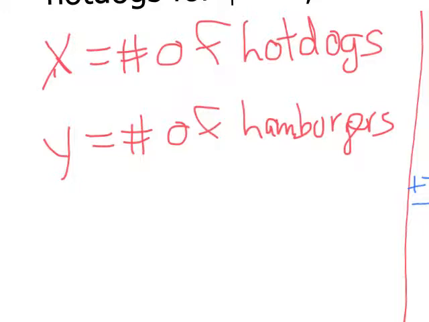So I write my equations. What are the two main pieces of information they give you? They give you some secondary information, but what's the main pieces of information they give you?